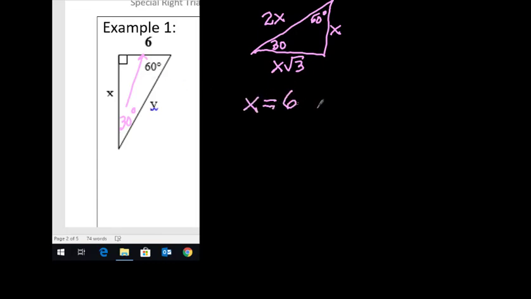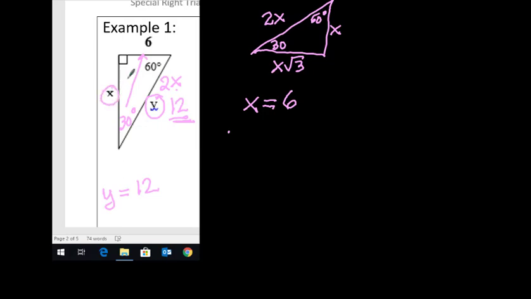And now I can just start plugging in. If that's x, that means the hypotenuse has got to be 2 times x. Well, x is 6, so 2 times 6 would make the hypotenuse 12. So here, this y value is 12.